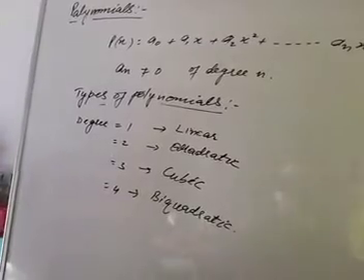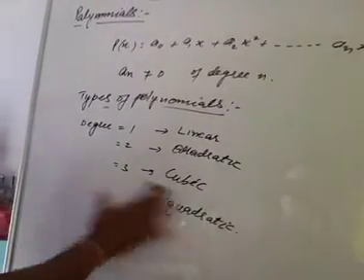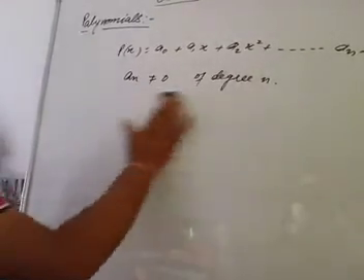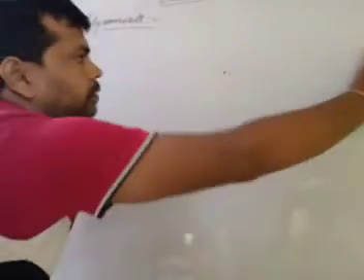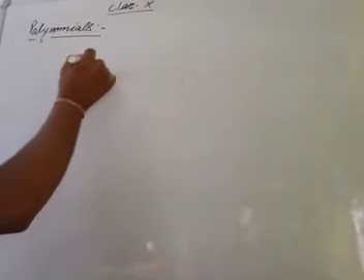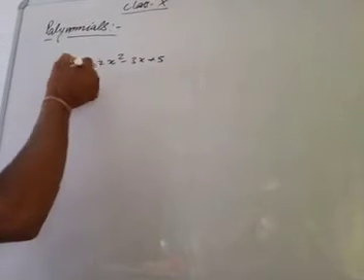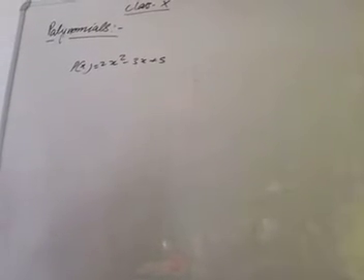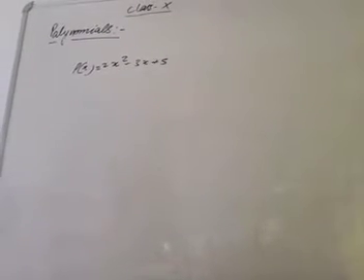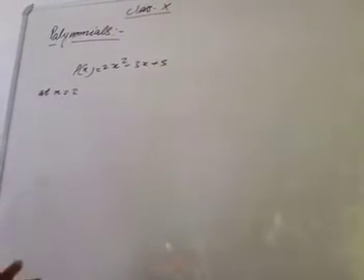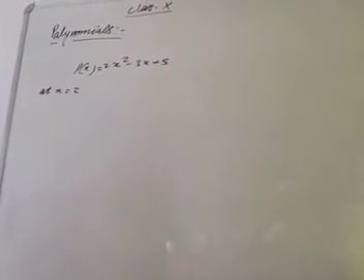next, the value of a polynomial at a given point. Suppose a polynomial is given and we have to find its value, so we will replace the variable with the given value. Suppose a polynomial is given, 2x² - 3x + 5. p(x) is there, polynomial in variable x. We have to find the value of the polynomial at x = 2. So in this polynomial we will replace the variable with 2.